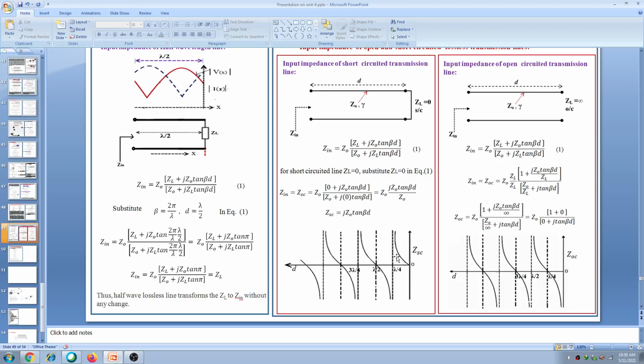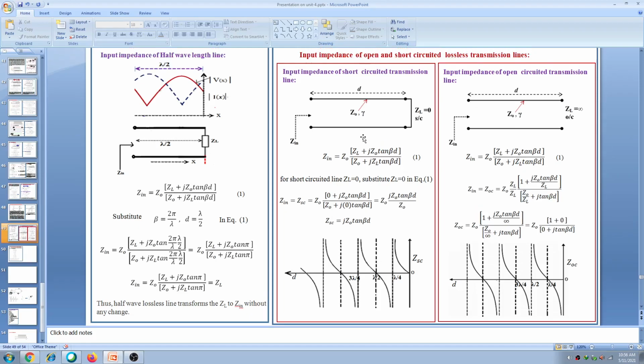So if they ask you to plot the short circuit input impedance as a function of distance, this is it. As the length varies like this, the impedance also changes like this. So that is one case.